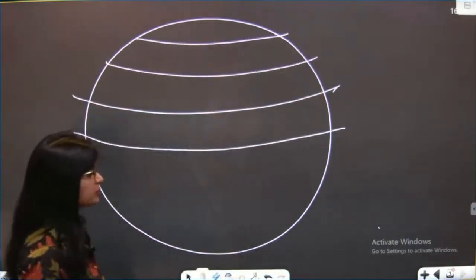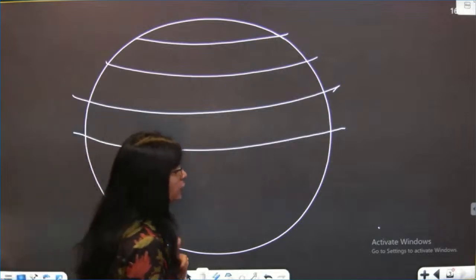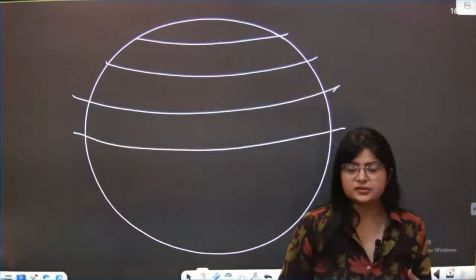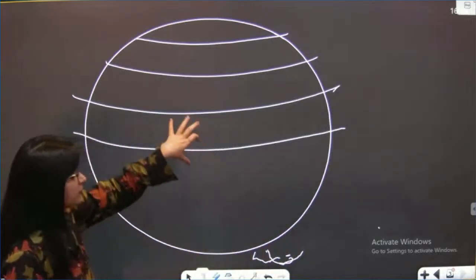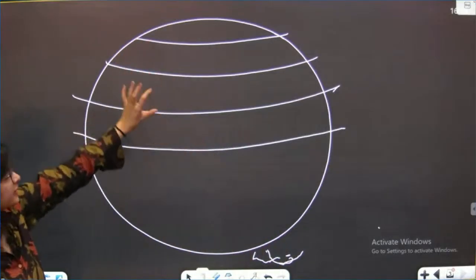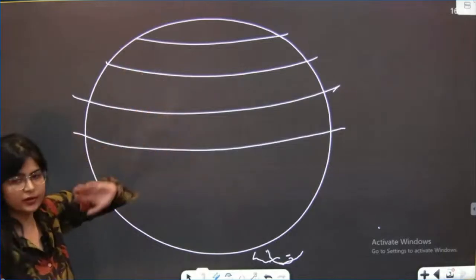But now I have to explain another thing, how the winds are blowing from different belts, right? Winds are moving from different belts, right?